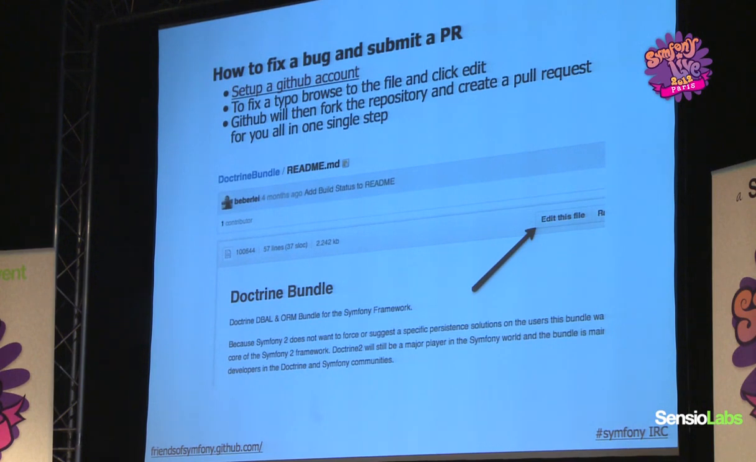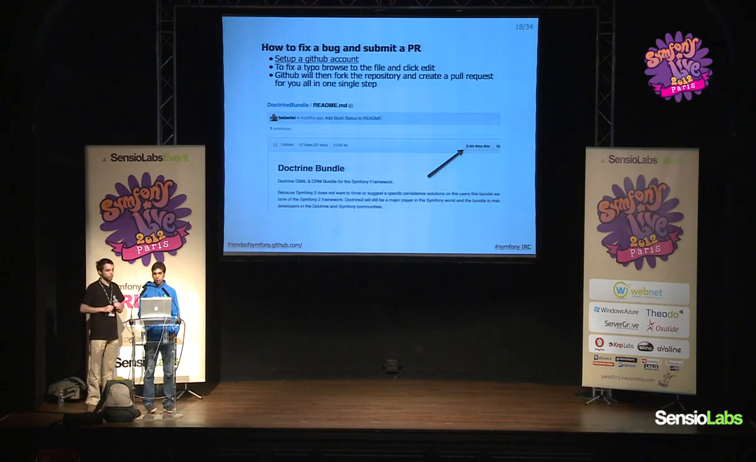Okay, so now if you're using a third-party bundle, you may be evaluated based on the criteria for the best practice we mentioned before. If you want to fix a bug in one of these bundles that is up on GitHub, there's one way to do it very easily, and that's especially useful if you're trying to just fix a documentation bug. So the first thing you need is a GitHub account, and then you can just go to the GitHub repository of the given bundle, browse through the file that you want to fix, and then you just click the Edit This File button.